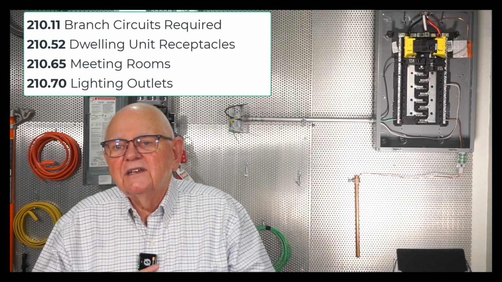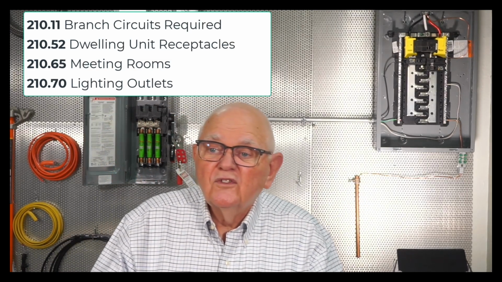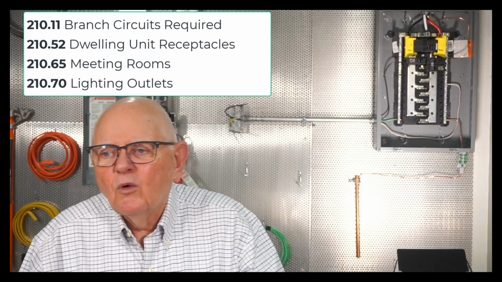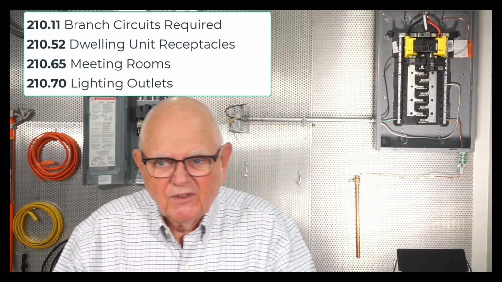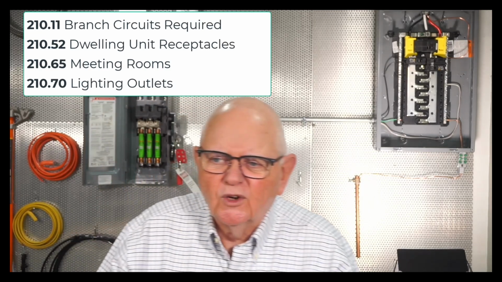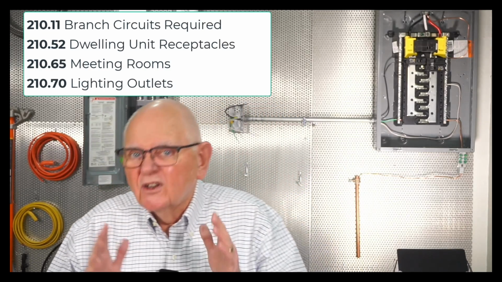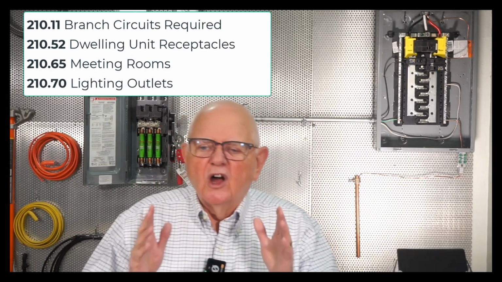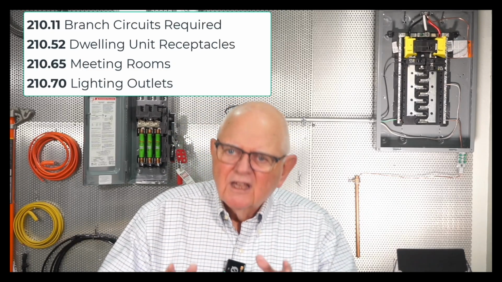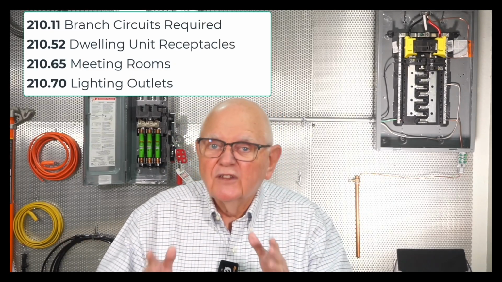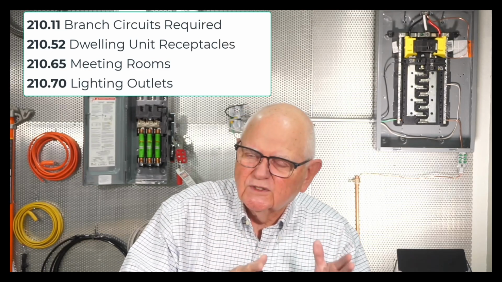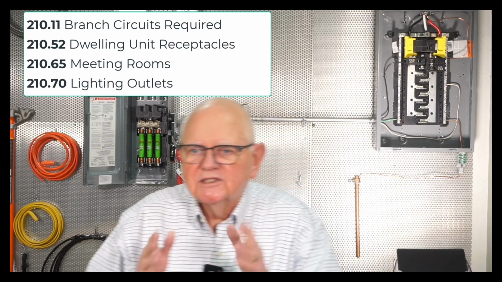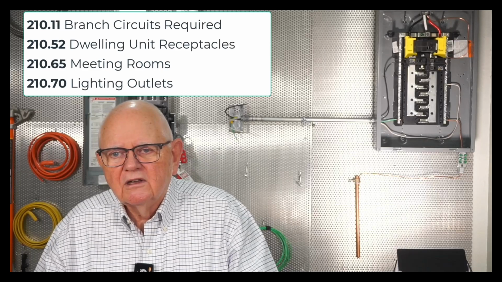Let's take a look then at 210.52B and find out where these dwelling unit receptacle outlets have to be located, some more specifics and so forth. Now, this is a large section, and I'm not going to get into all the details on it. Small appliances. We saw the requirement for small appliances in 210.11, branch circuits for small appliances. Section B gives me more detail.